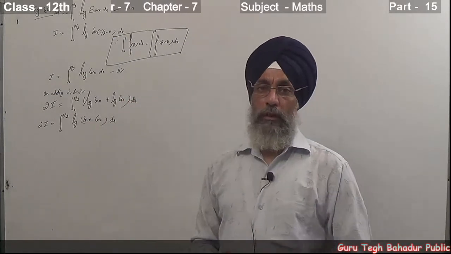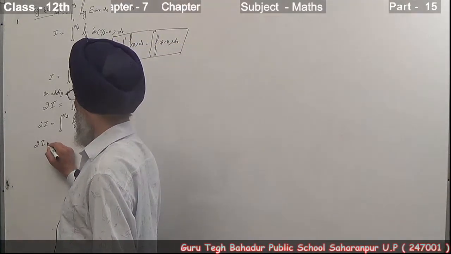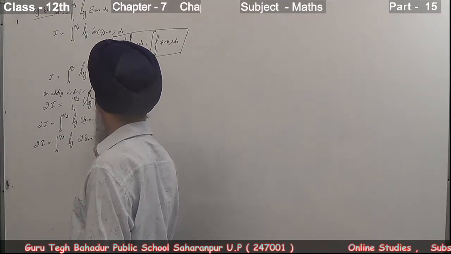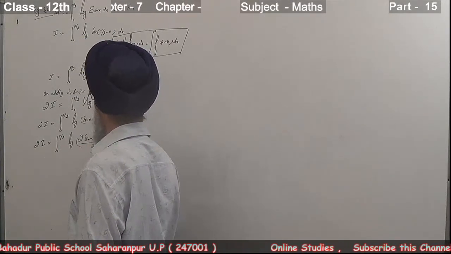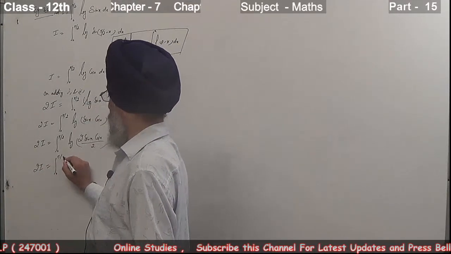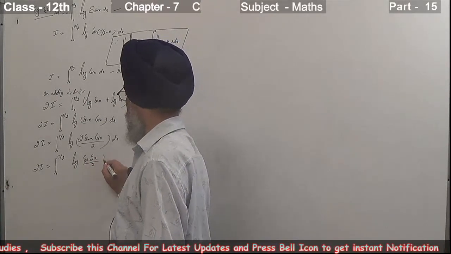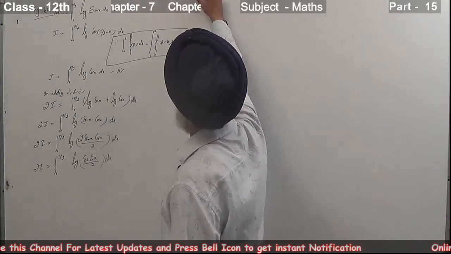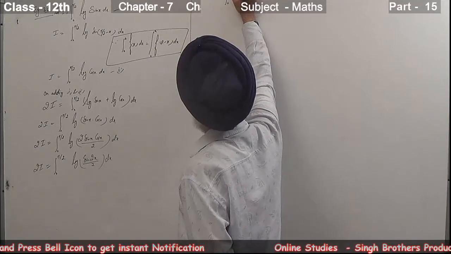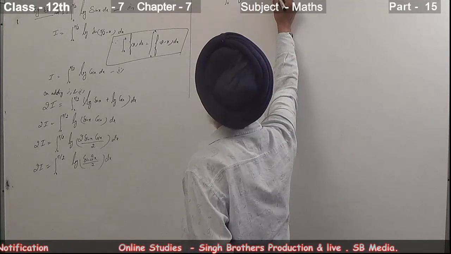Now we know that 2 sin x cos x is the formula for sin 2x. So converting them in the same form, 2I is equal to the integral from 0 to pi by 2 of log of 2 sin x cos x. We have divided and multiplied with the 2 here. So 2I is equal to the integral from 0 to pi by 2 of log sin 2x upon 2. 2I is equal to the integral from 0 to pi by 2 of log of sin 2x minus log of 2 dx.